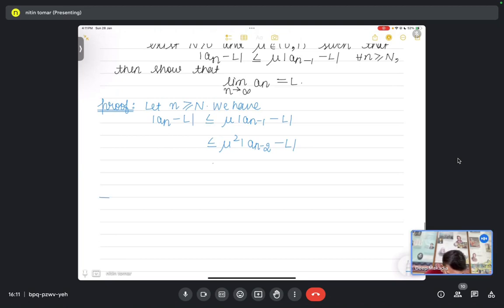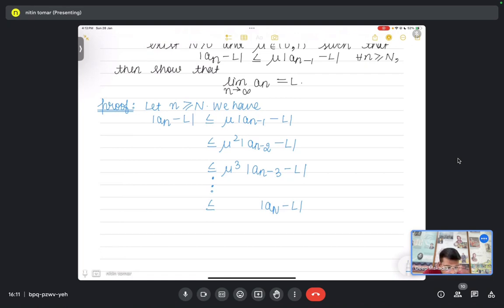Now, you know, your N is here and your n is here. So we are going to n minus 1, we are going to n minus 2, until we reach this stage. So can I say that now, if we apply again the inequality given in the question, it will be less than or equal to mu cubed times |a_{n-3} - L|. Am I correct? Now you keep on doing this. If we keep on doing this, we will reach a_N minus L. Yes or no?